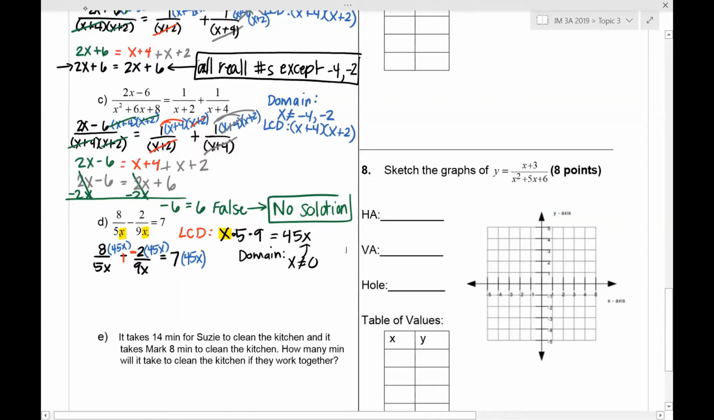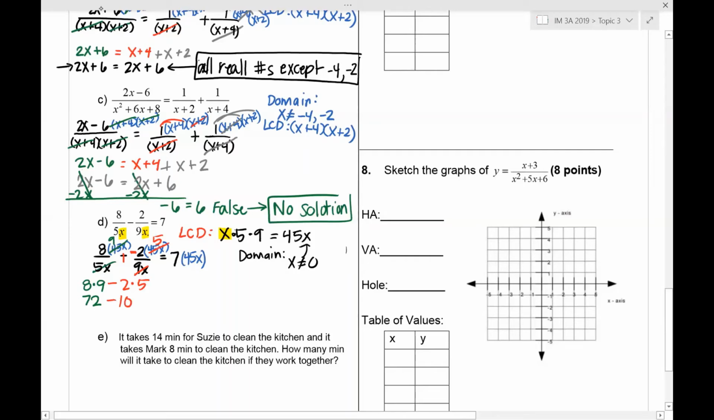And so when I do that, the x's cancel out or reduce on the numerator. So 45x divided by 5x is going to give me 9. So I'm going to have 8 times 9, or 72. For the next term, I've got a 9x in the denominator. So 45x divided by 9x is going to give me 5. So I have -2 times 5, or -10.